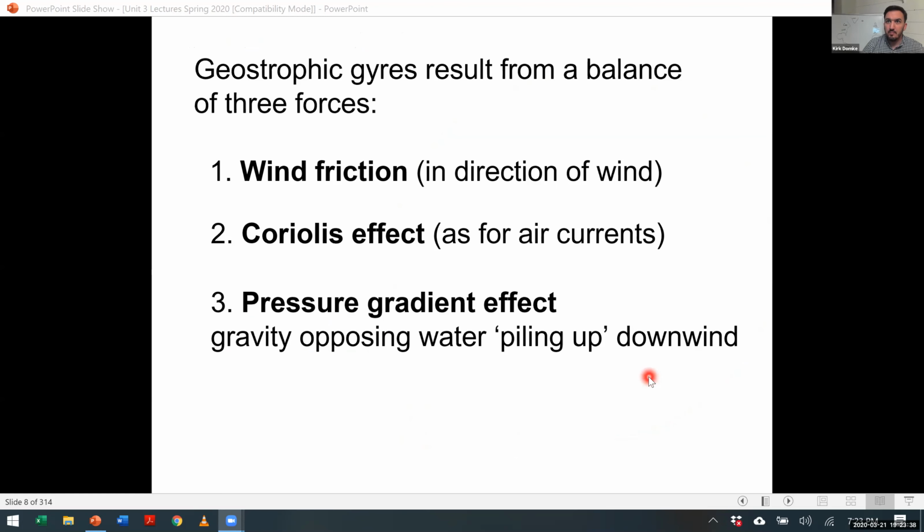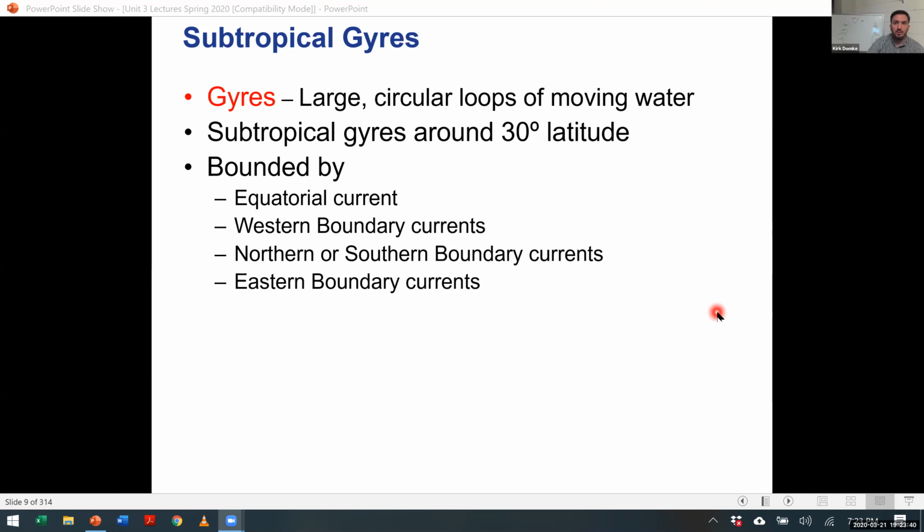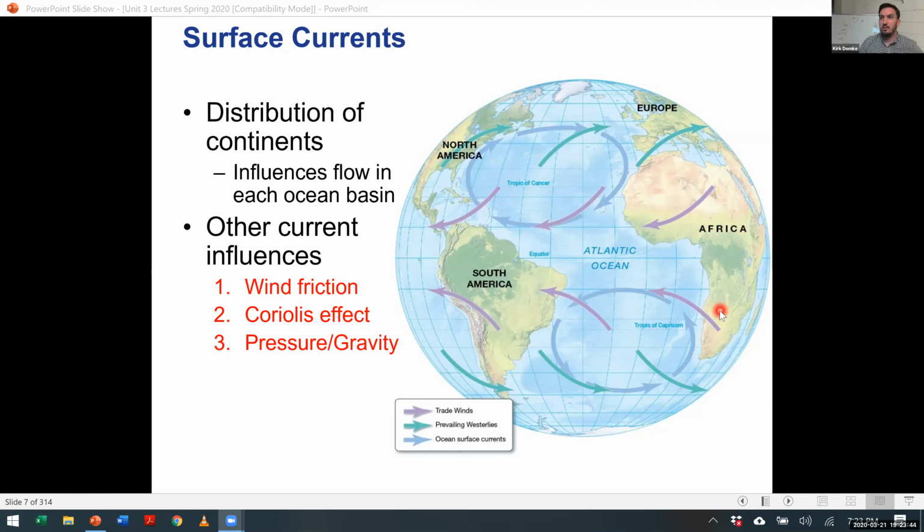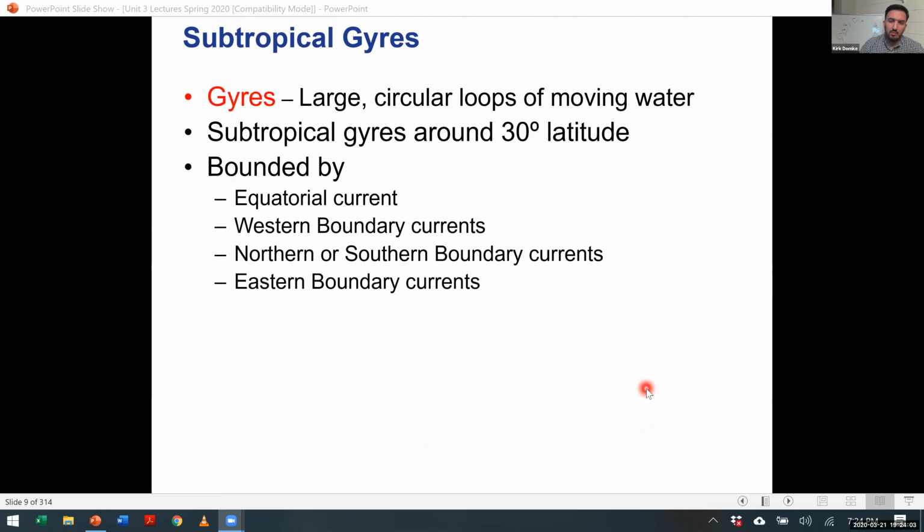Okay. The gyre is a large circular loop of moving water. And as you see on that diagram, 2 slides ago now, 1, 2, 3, 4, 4 arrows make the geostrophic gyre in the northern Atlantic Ocean, and another set of 4 arrows makes the geostrophic gyre in the southern Atlantic Ocean. Every gyre has the same 4 types of currents in it.